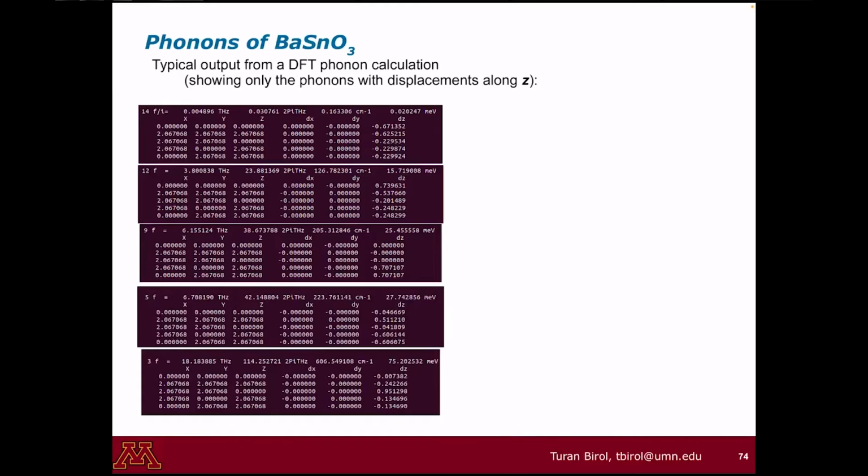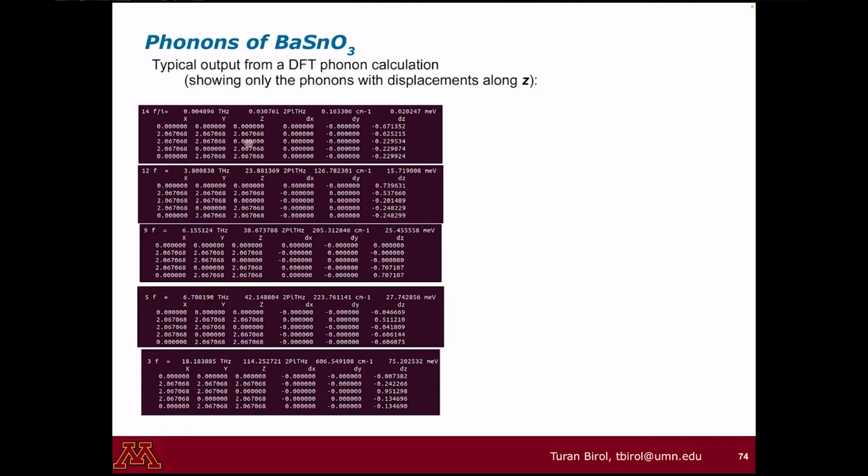There are many codes, and their output formats are usually different, but basically what you get is a list of phonon modes. And again, in barium titanate you would end up with 15 phonon modes. I'm showing only 5 of them, which involve displacement along the z-axis. So each phonon mode here is threefold degenerate. You would have one along x, one along y, one along z that are exactly the same. So as you see, I have the 3rd, 5th, 9th, 12th, and 14th mode.